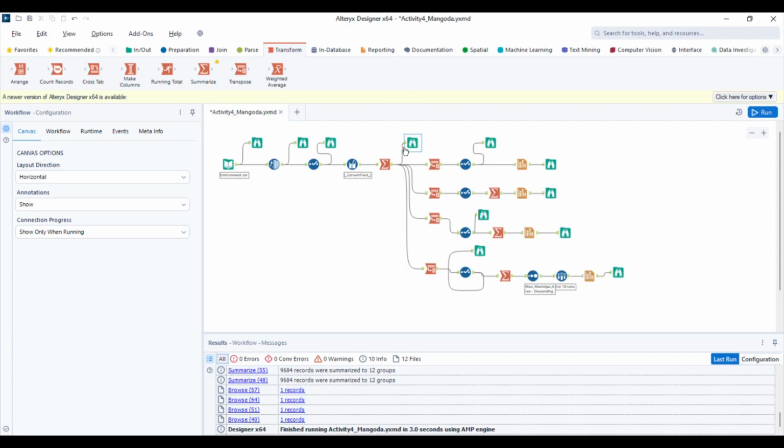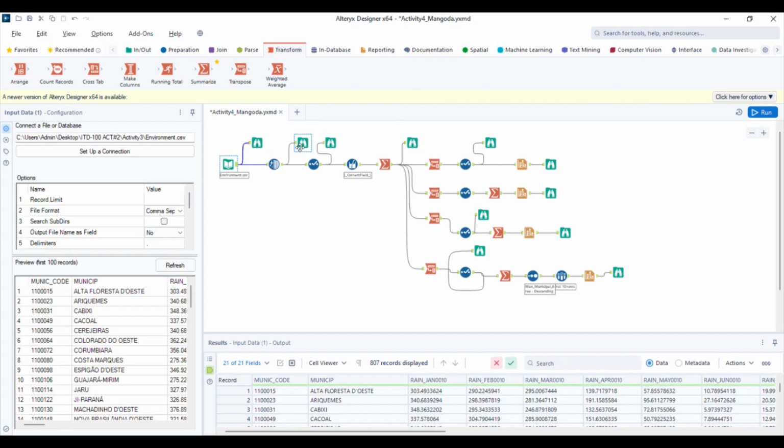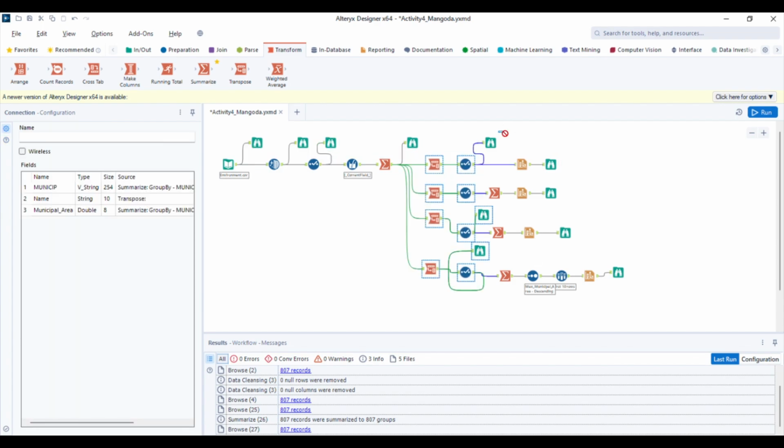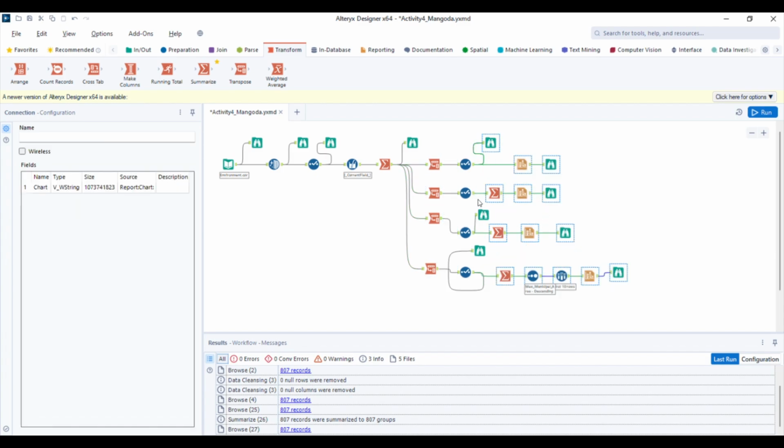So this is our Alteryx design for the dataset that is given to us, which is the environment CSV. Our Alteryx design is actually divided into three phases. The highlighted part here is the first phase, which is the cleansing of the data. The second phase is the conversion part, in which we convert the necessary data so that we can properly visualize it. And then the last part is here, on which we provide a data visualization or an interpretation.